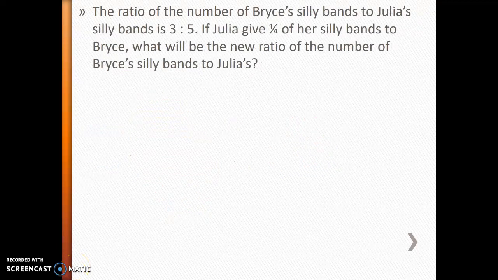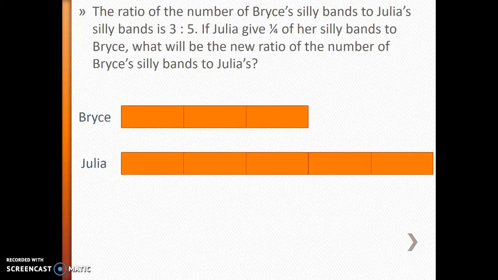Okay, this is the last one, and this is a fun one, kind of. So the ratio of the number of Bryce's silly bands to Julia's silly bands is 3 to 5. If Julia gives 1/4 of her silly bands to Bryce, what will the new ratio of the number of Bryce's silly bands be to Julia's? So what's our before situation? We've got a ratio of the number of Bryce's silly bands to Julia's of 3 to 5. So let's go ahead and model that. There's Bryce's 3, there are Julia's 5.